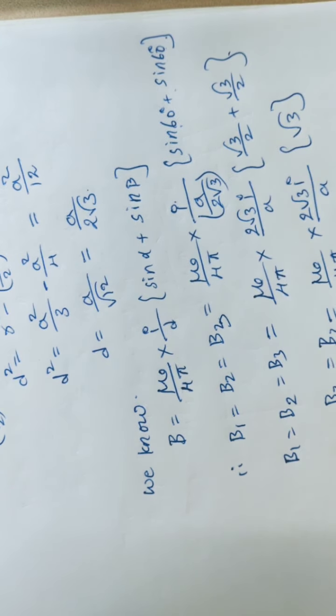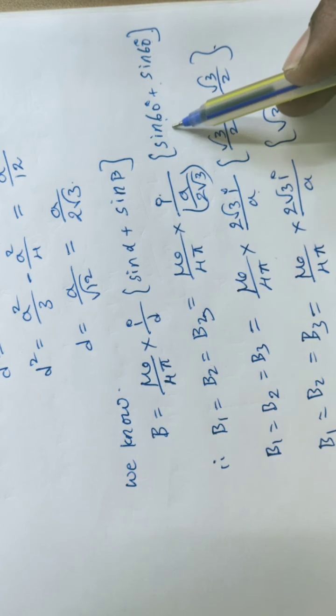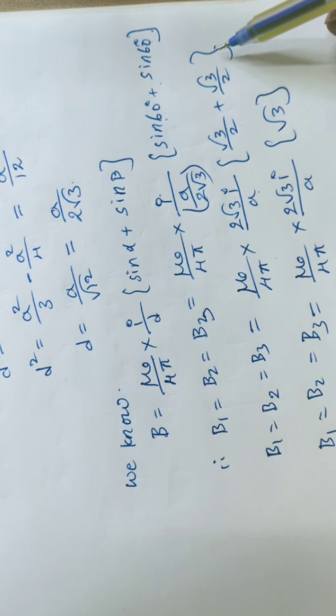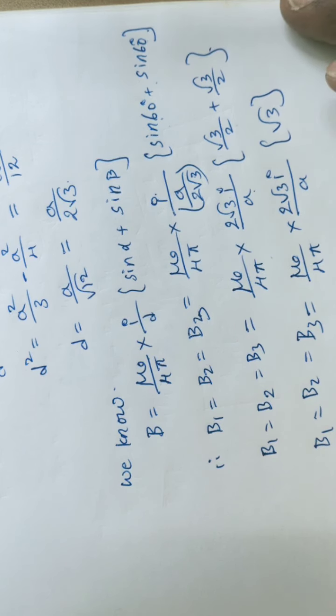By simplification, these B1, B2, B3 values we are getting as mu naught by 4 pi into 2 root 3 I divided by a. This is sin 60 value root 3 by 2, plus here also sin 60 degrees value root 3 by 2. So for each side, mu naught by 4 pi into 2 root 3 I by a into root 3, like this we identified.